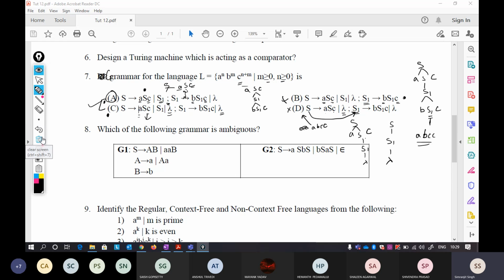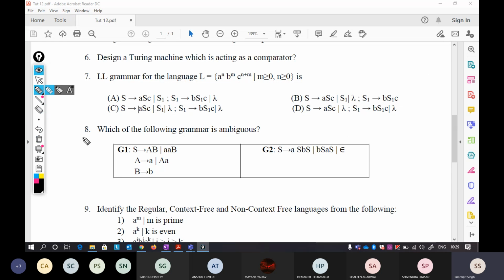Now take a look at the eighth question. If you remember the ambiguity one, ambiguity is very easy to check. If you are able to derive two different trees for the same input, you can say a particular grammar is ambiguous. Otherwise not. So see this one. You have to take the string yourself. I don't think I can help in that.